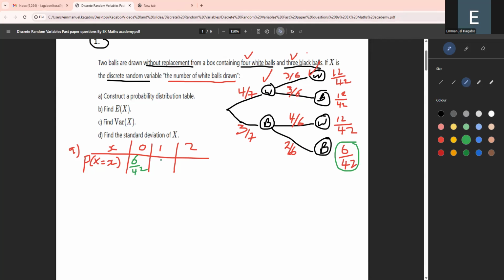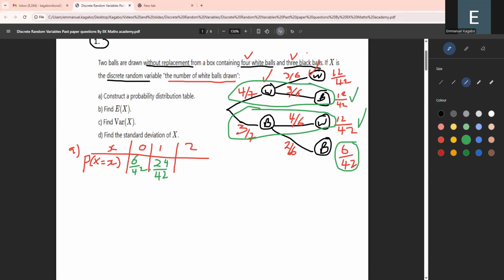Now, probability of picking one white ball. It is this. Let me show you what I'm talking about. It is this one. Okay? Or this. That's why I'm having only one white ball. That means I pick white and then black, or black and white. Then I need to add these probabilities. I need to get this probability plus that. That is 12 over 42 plus 12 over 42 will give me 24 over 42 altogether, guys. I hope you understand that.